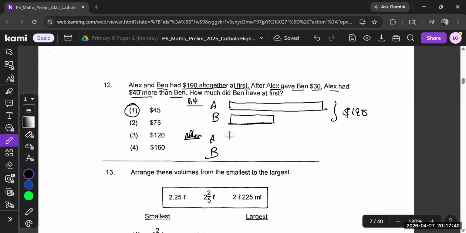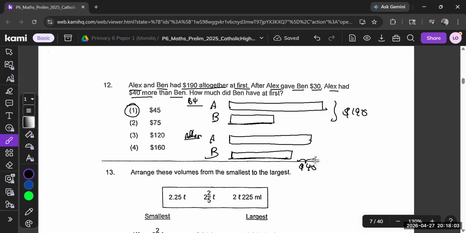Yep. And then how do you draw the after? Very easy. Alex has less, Ben has more, but Ben still got what? Ben got more than before, but Alex in the end still got more than Ben. So in the end, Alex got $40 more than Ben. So that's your model, which is very easy to draw.